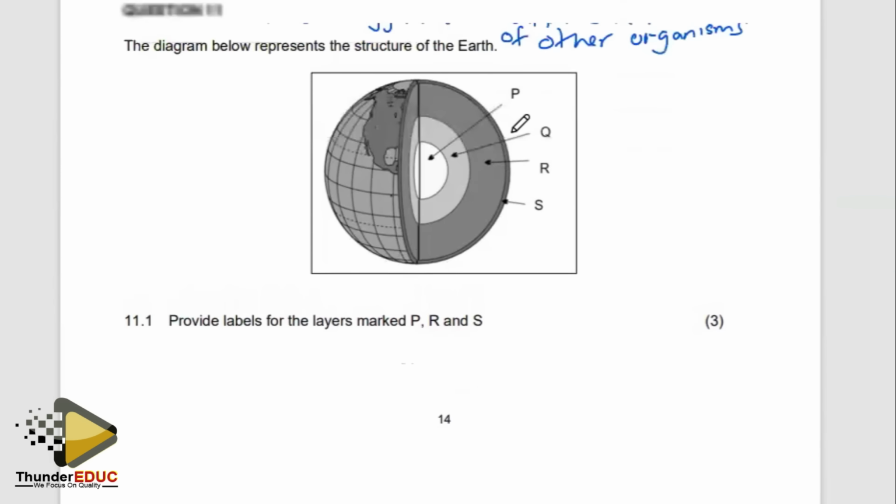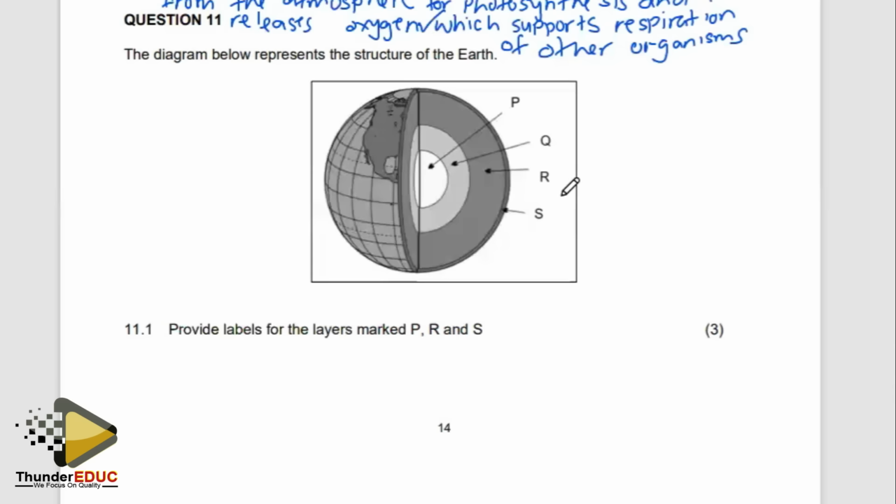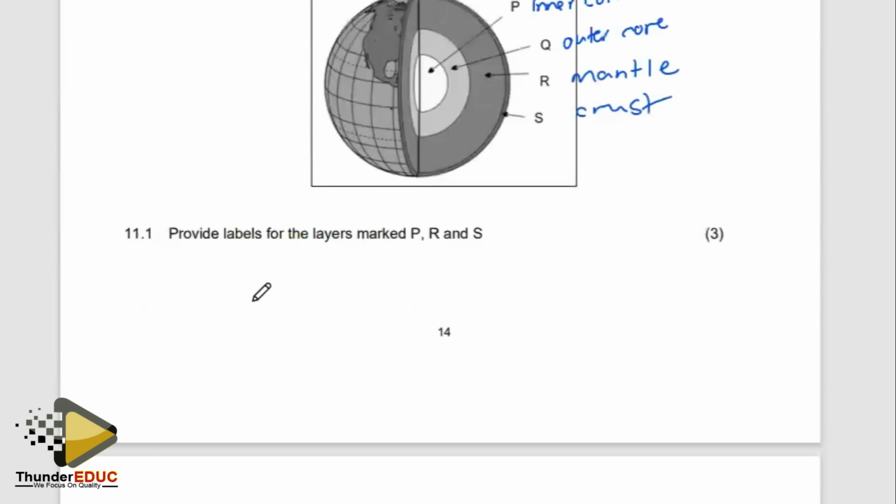Right, before we answer the question, let's just quickly label everything, P, Q, R, S, to see if we know. We have the inner core here. Then we have the Q there. We have the outer core. We have the mantle. And lastly, the upper part, that is the crust. So provide labels for the layers marked P, R, S.